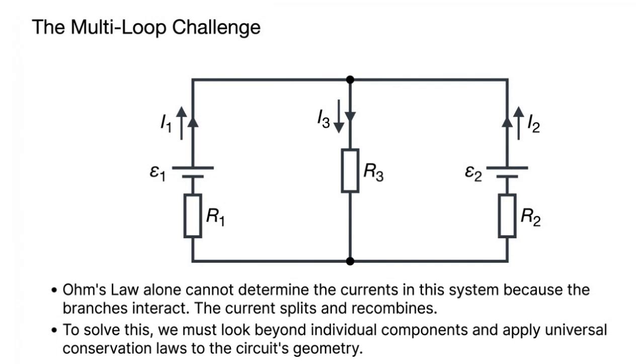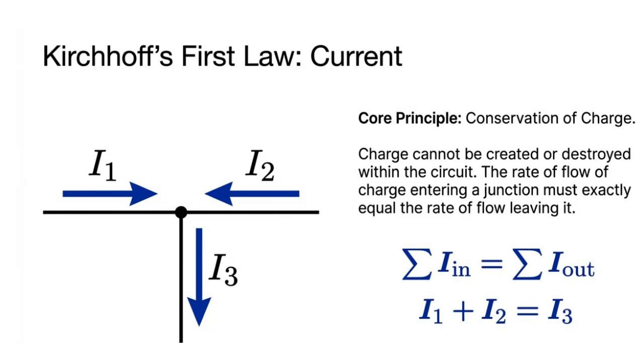Here we see a circuit with multiple loops, where the currents don't just flow straightforwardly. They split and then come back together, so using Ohm's law alone won't give us the full picture of how the currents behave. Instead, we need to consider the entire structure and apply conservation laws that take into account how voltage and current distribute in this interconnected system.